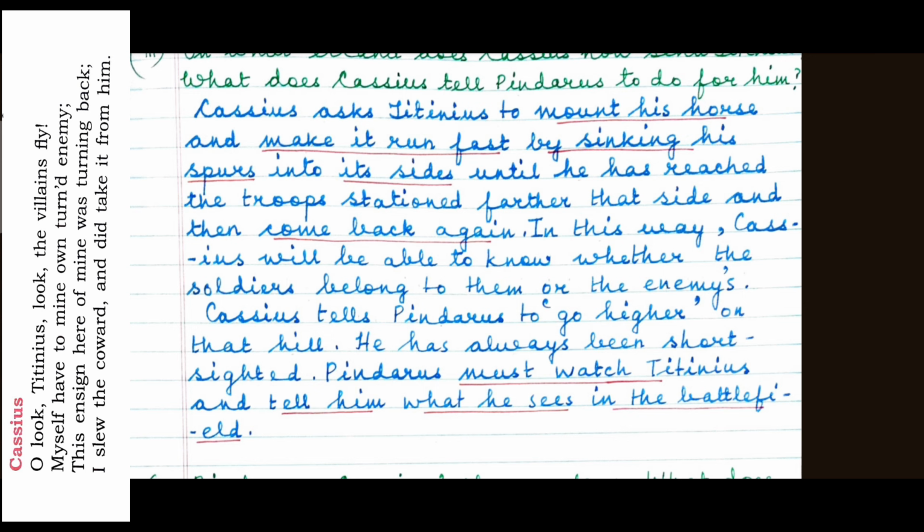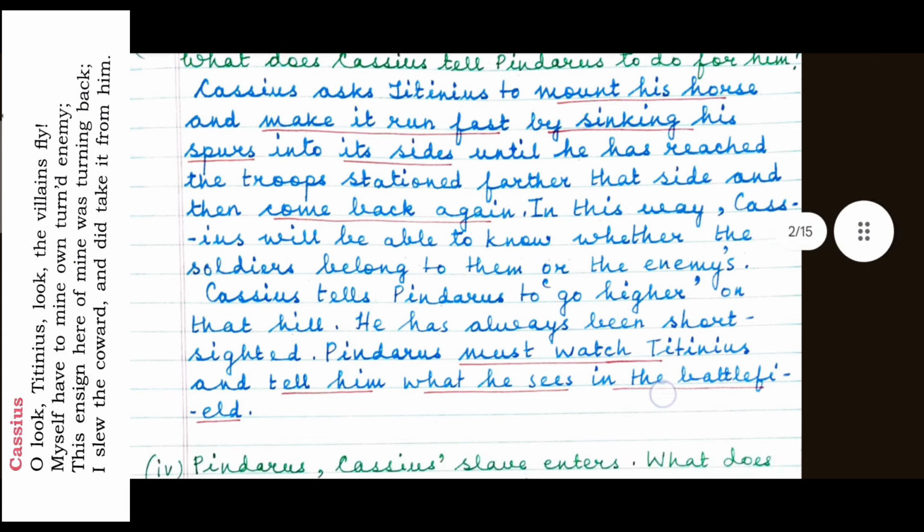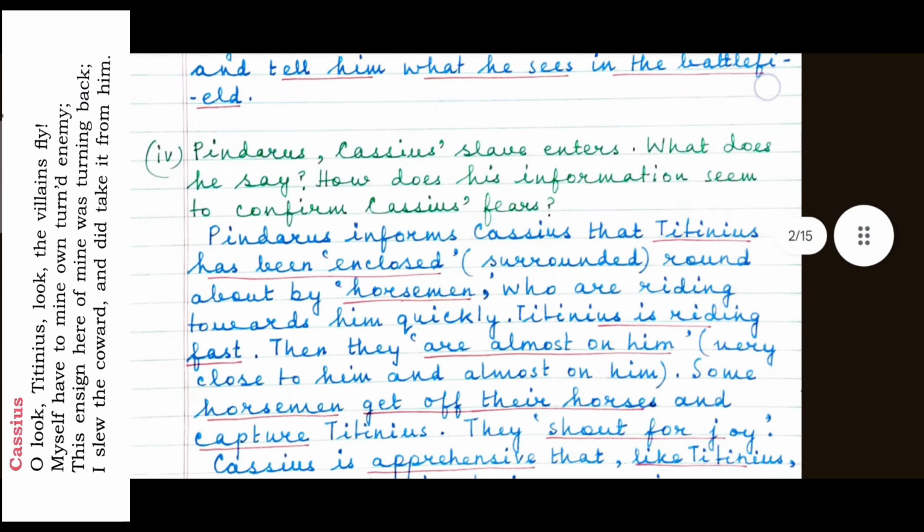जाओ, ऊपर जाओ और मुझे बताओ क्या हो रहा है battlefield में. और Titanius के ऊपर भी नजर रखो. So this is what Cassius tells Pindarus to do. A specific compact answer. I have changed paragraph as well.